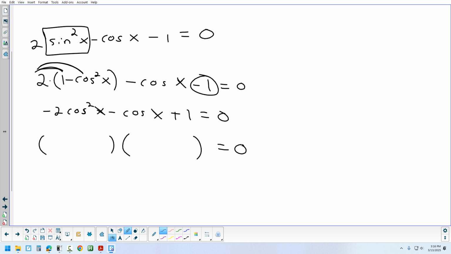Okay. What would be my first term in each set of parentheses if I'm going to try to factor that? Cosine x. And what about my other one? Also cosine x? Or negative 2 cosine? Right, so that's going to be a little bit of a problem because of the side that we put everything on, we made the cosine squared negative, right? We can factor it like that. It is going to be a little more confusing.